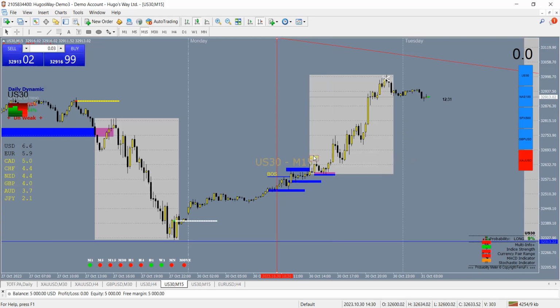And then all of a sudden, what do we get? Another break of structure. See that? This is a huge break of structure right here. So we can't chase this.